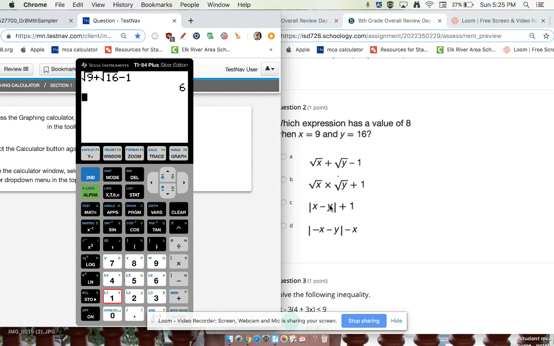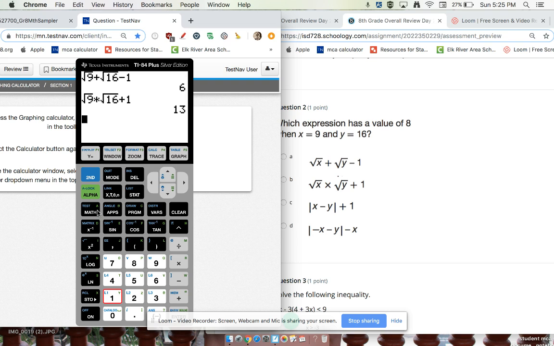I'm going to move to B. The square root of x, x is 9. Get out of the square root, times the square root of y, which is 16. Get out of the square root, plus 1, enter. 13, not my 8. The next one is the absolute value of x minus y plus 1.